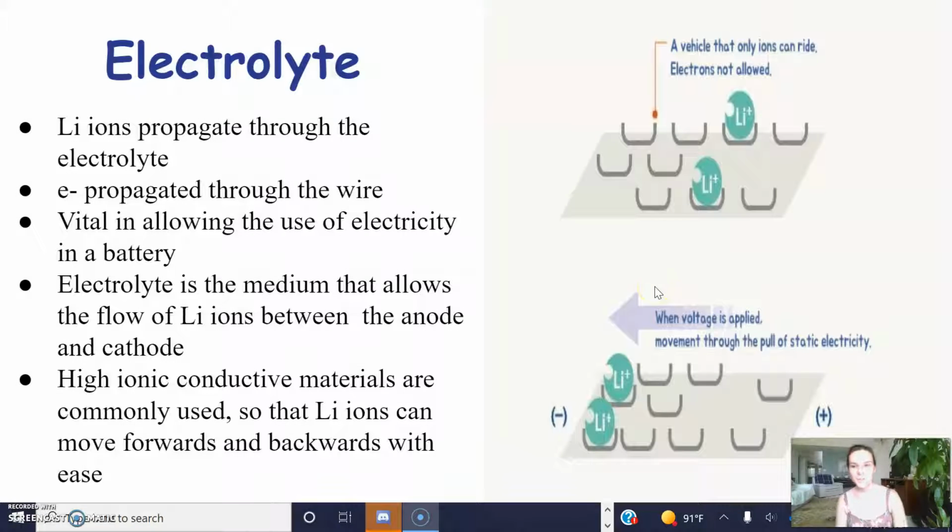And then we have the electrolyte, where the lithium ions are propagated through the electrolyte. Electrons are propagated through the wire, and it is vital in allowing the use of electricity in a battery. Electrolyte is the medium that allows the flow of lithium ions between the anode and the cathode. It's found in the middle of the battery. It has a high ionic conductive material. High ionic conductive materials are usually used for this, so the lithium ions can move forwards and backwards with ease.